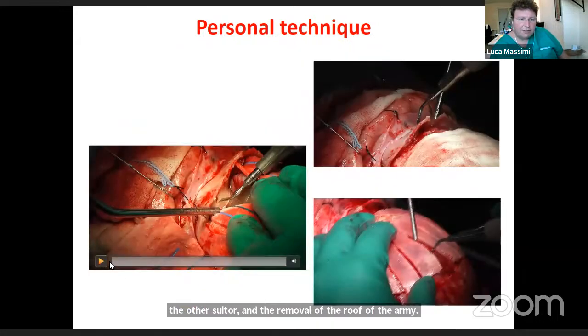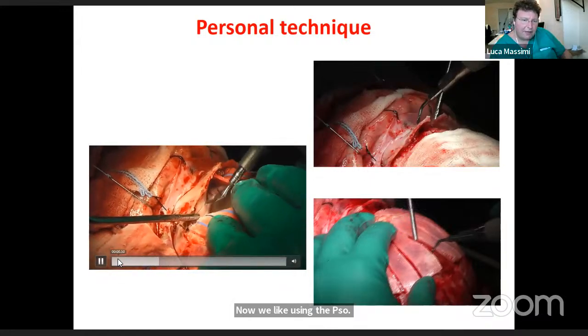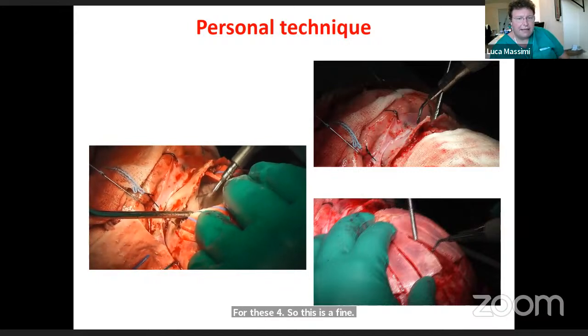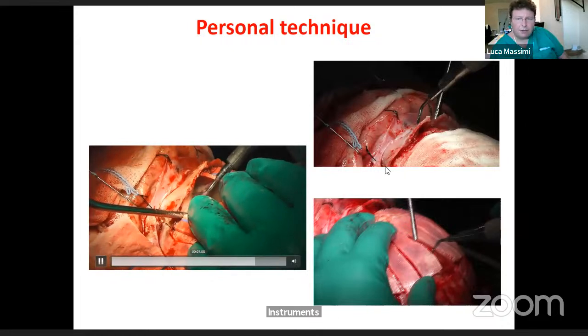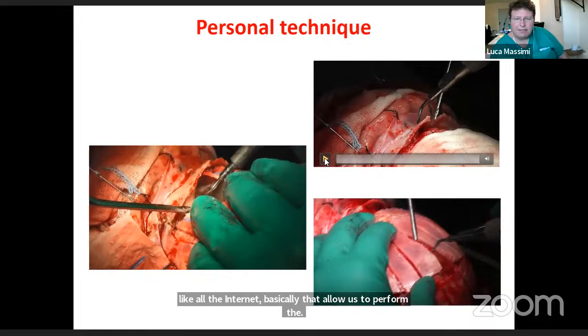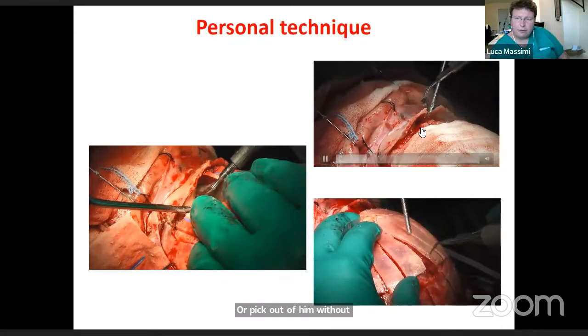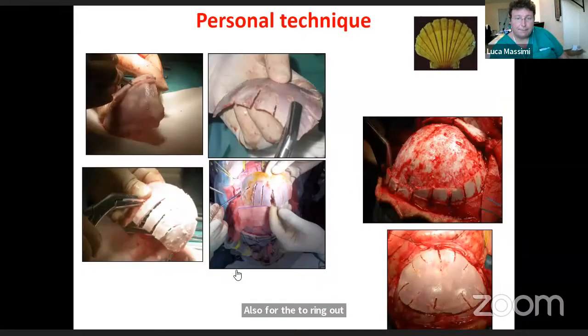Now we like using the piezo for this purpose. This is a fine instrument, like all the piezoelectric discs, that allows us to perform the orbitotomy without significant bone loss, and we can use the piezo also for the contouring of the bone at the end of the operation.